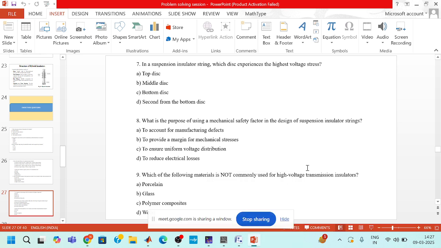Now the next question is, what is the purpose of using a mechanical safety factor in the design of suspension insulator strings? Options are: A, to account for manufacturing defects. Option B is to provide a margin for mechanical stresses. Option C is to ensure uniform voltage distribution. Option D is to reduce electrical losses.